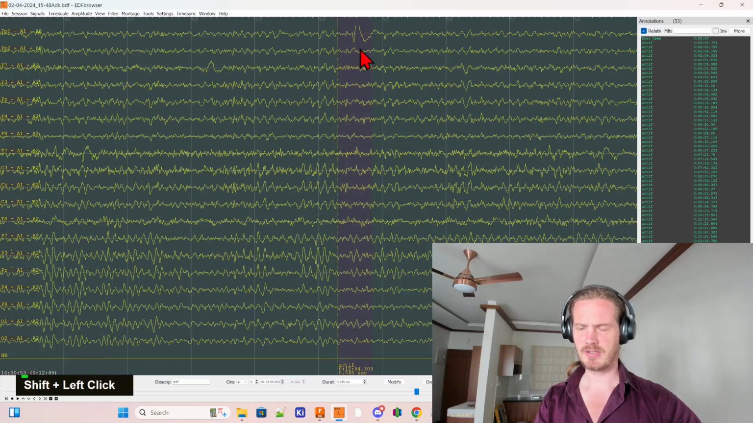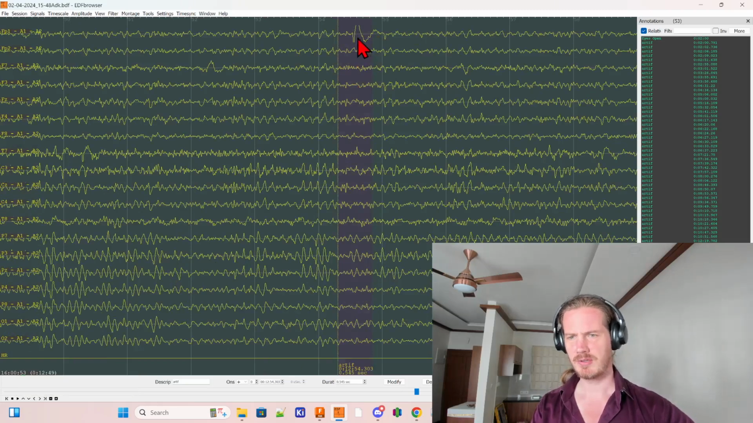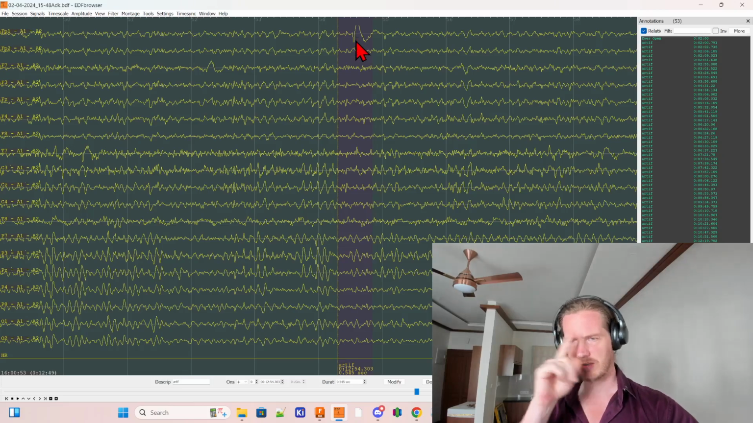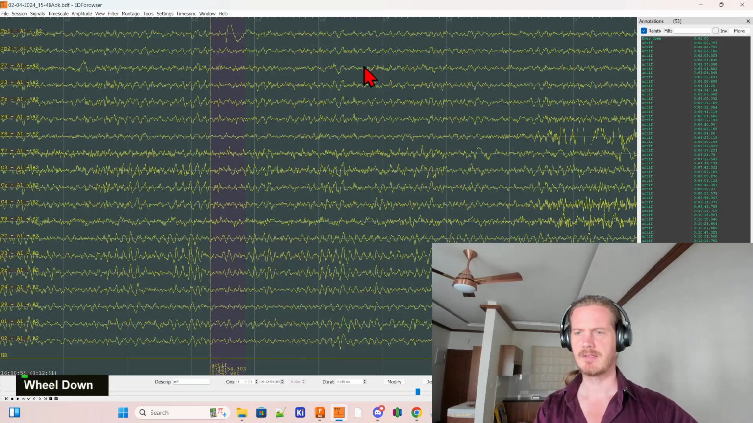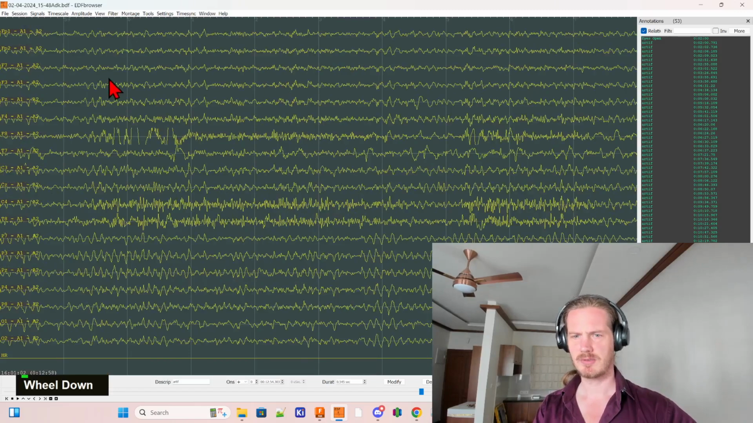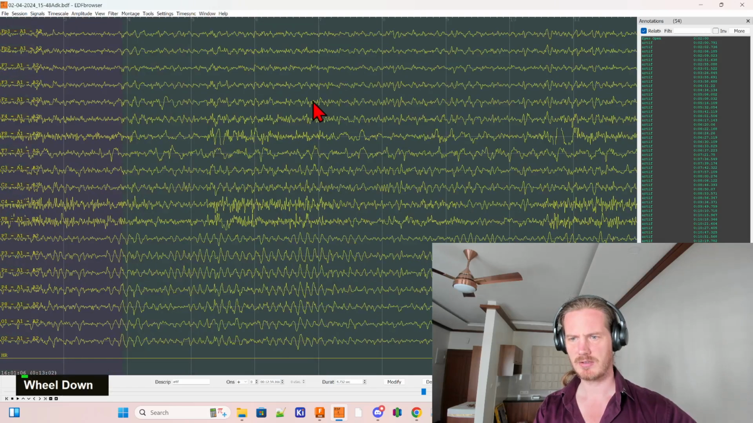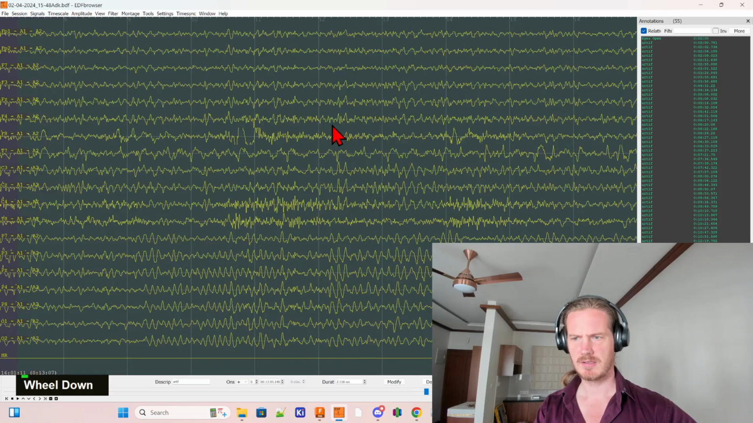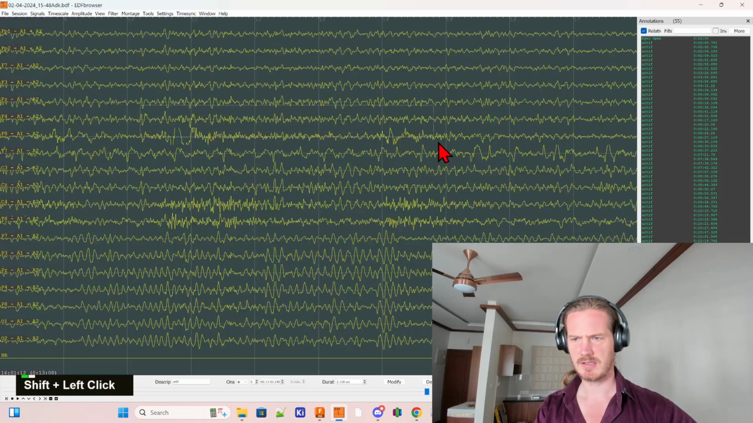An eye blink is always, even if you blink a single eye, always visible on both sides because they are just that close to each other. Okay, I'm going to mark this whole period because whatever is happening in the back of the head here, I don't like this noise. Same thing over here and over here. Good.